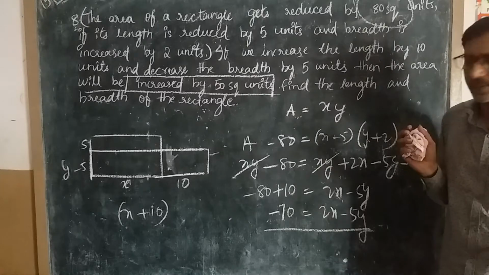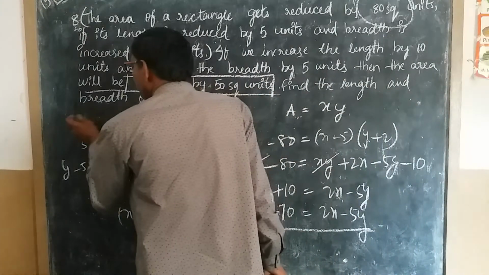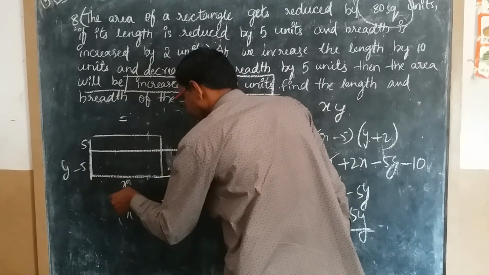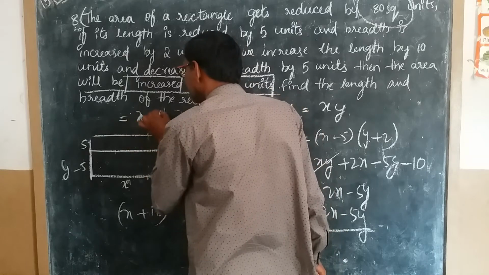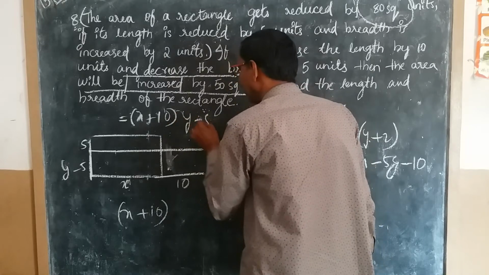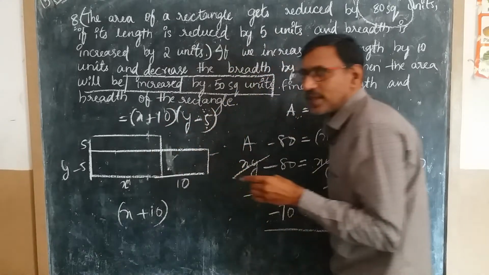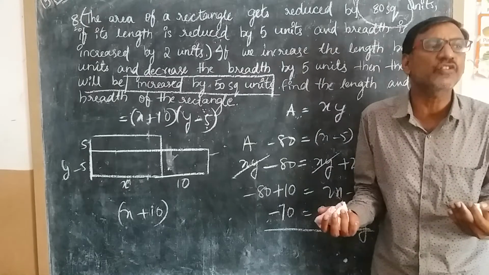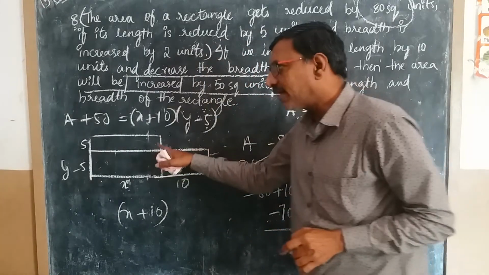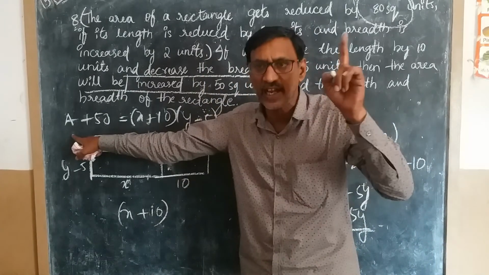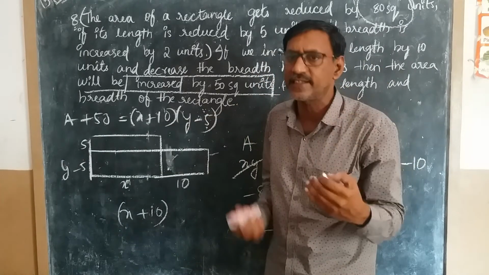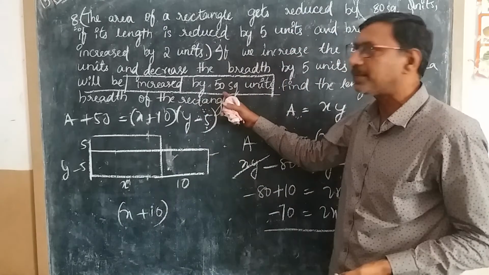Okay, I will take the area of this rectangle. That is x plus 10, this is my length, multiplied by the breadth y minus 5. Then the area gets increased by 50 square units. Initially my area is x into y. When length increases and breadth decreases, then the area increases by 50 square units.